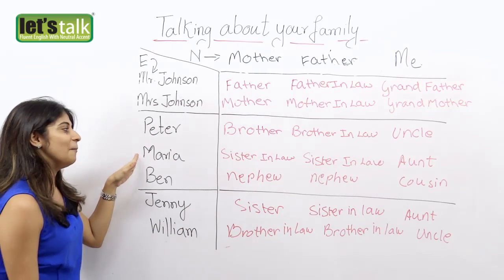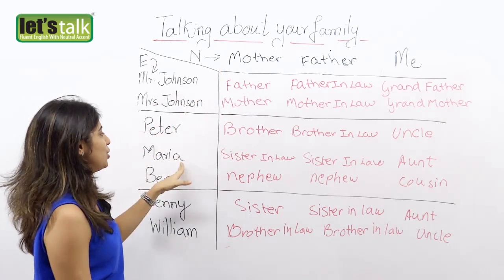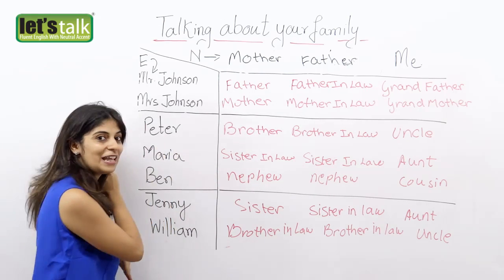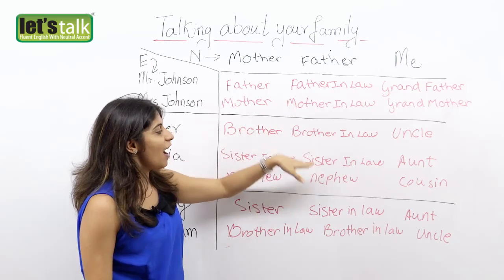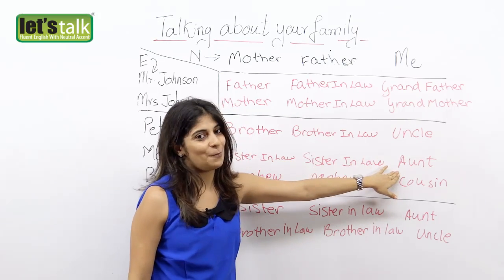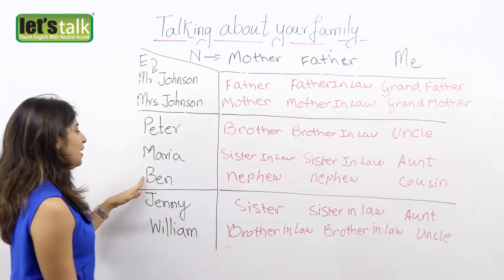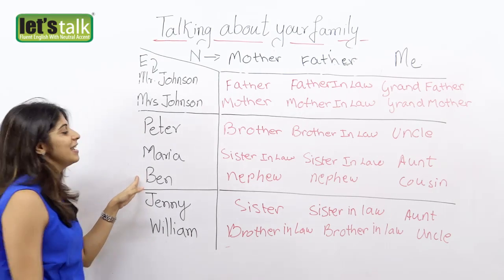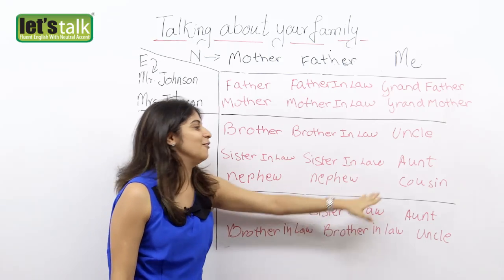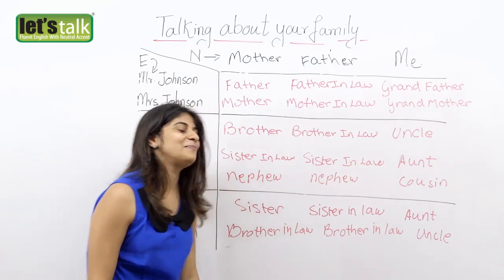Whereas Maria, for your mother, she is a sister-in-law, as she's married to Peter here. And for your father, she's going to be his sister-in-law. And for you, she's going to be your aunt. Similarly, Ben would be your mother's nephew as well as your father's nephew. And for you, he's going to be a little cousin.